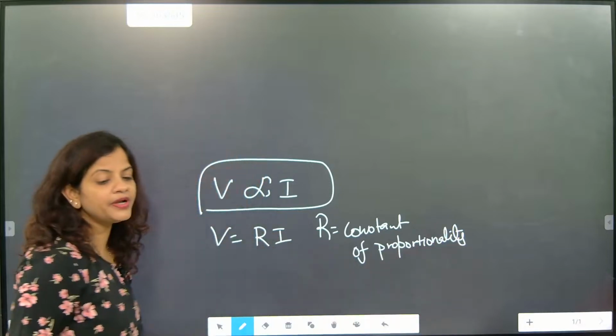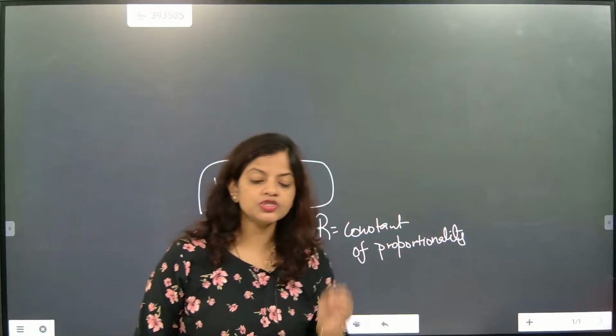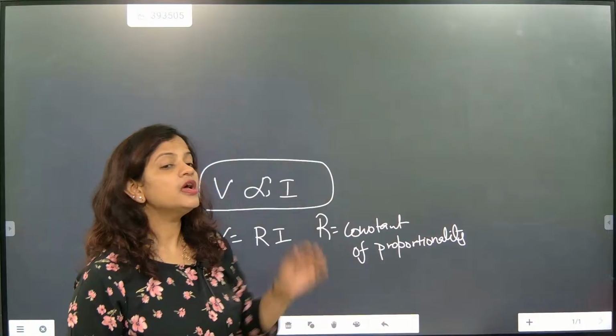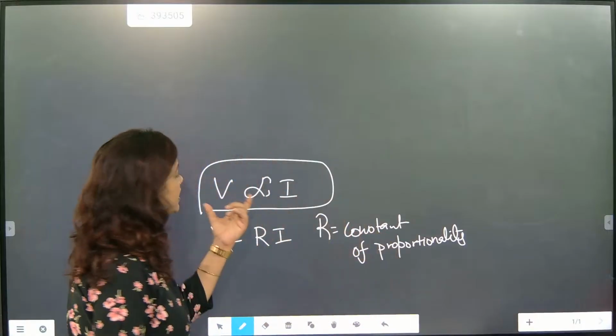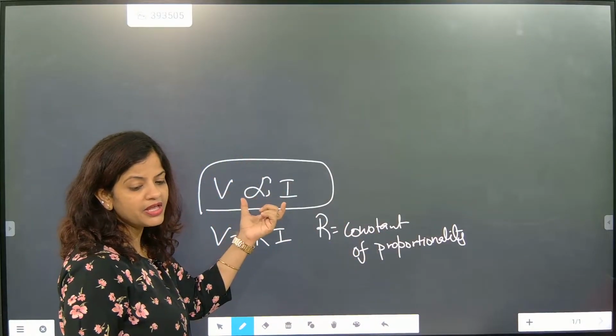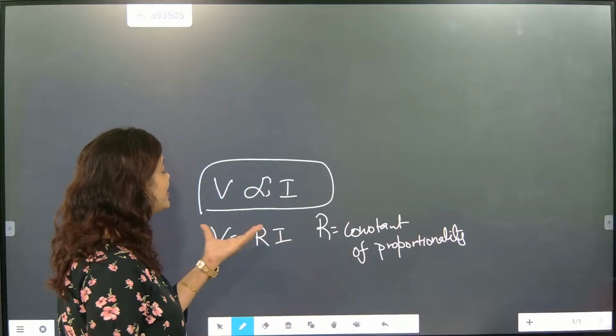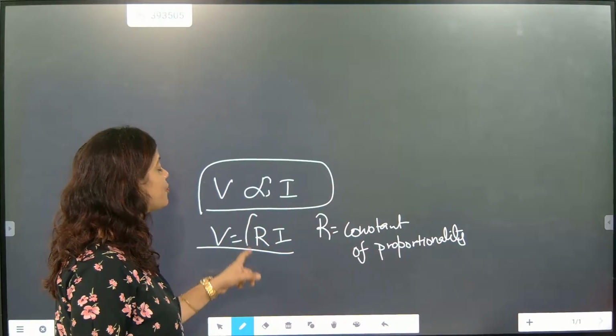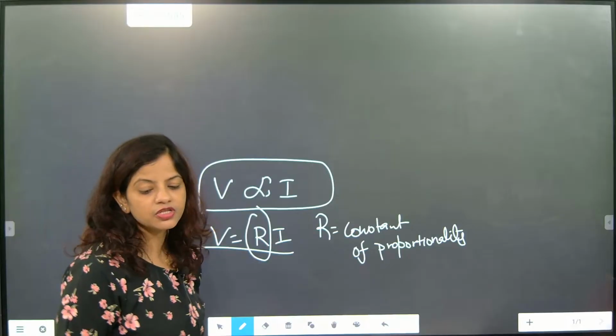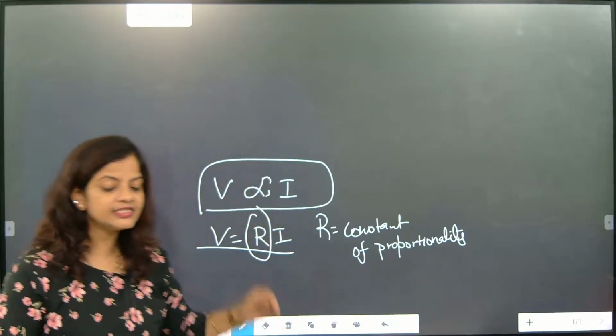R is called as what, beta? Constant of proportionality. So whenever we have an inequality, we make it equal by adding the constant of proportionality. When constant of proportionality is added.